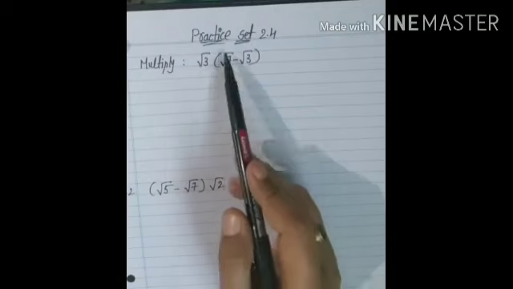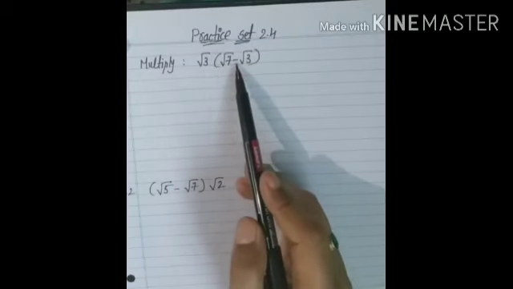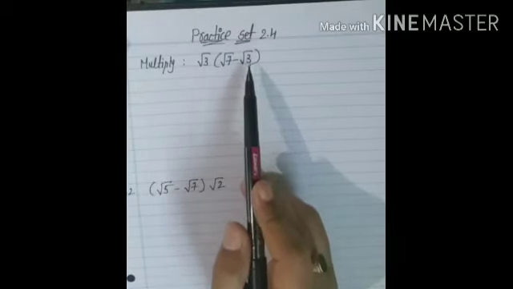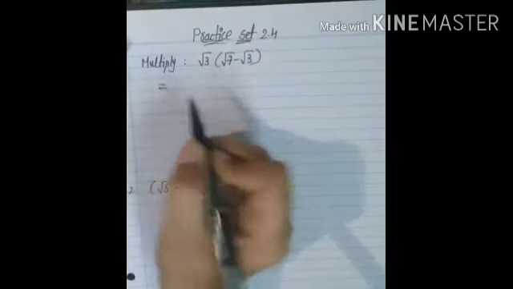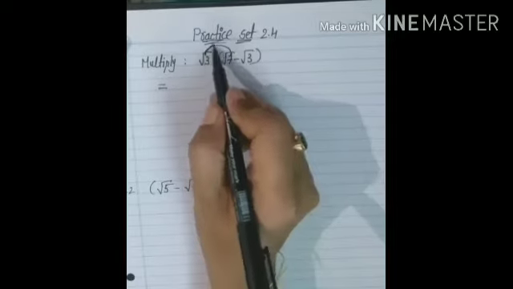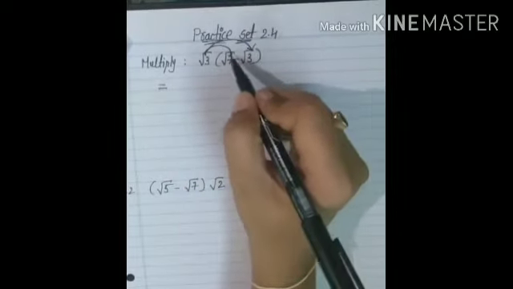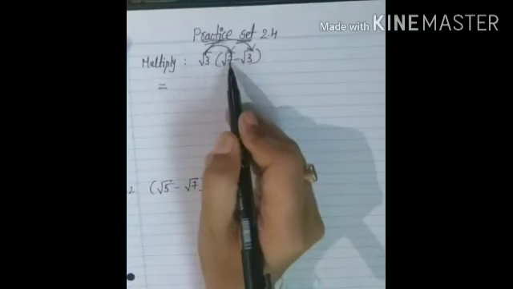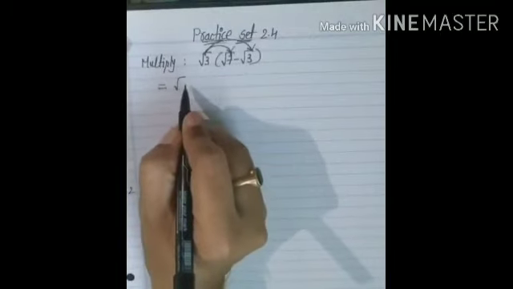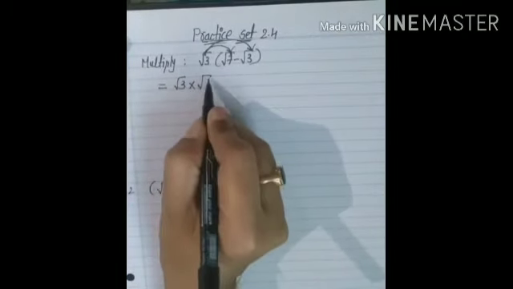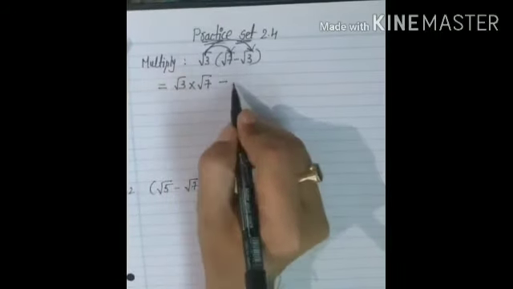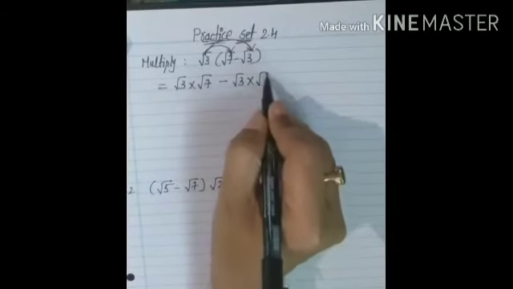Root 3, open bracket, root 7 minus root 3, close bracket. Here children, we have to multiply. So how to multiply, children? See, this root 3 into root 7, root 3 into root 3. And what sign is there? Minus. Children, here what is there? Root 3 into root 3.